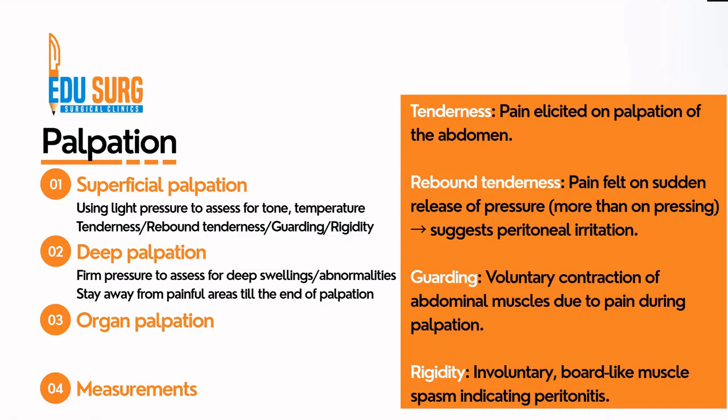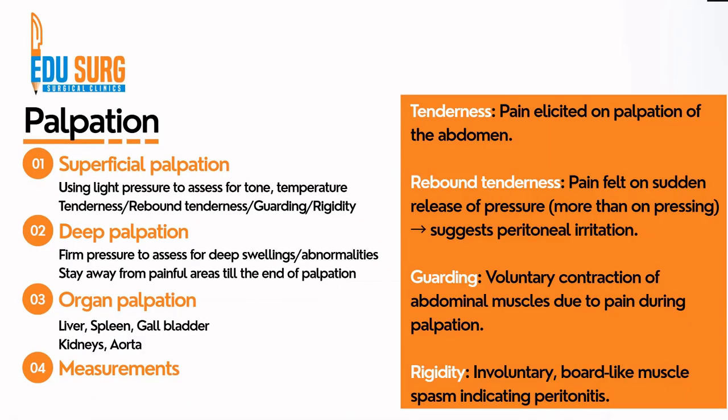Tenderness is pain elicited while palpation. So once you have done this, go to deep palpation, palpate from the area where there is no pain and keep the area where there is pain on superficial palpation to the end of palpation. So firm pressure to assess for deep swellings or abnormalities. Once you have done this, you look at organ palpation.